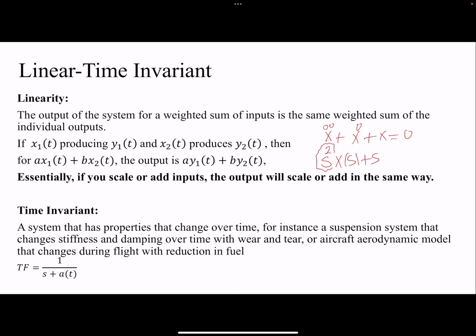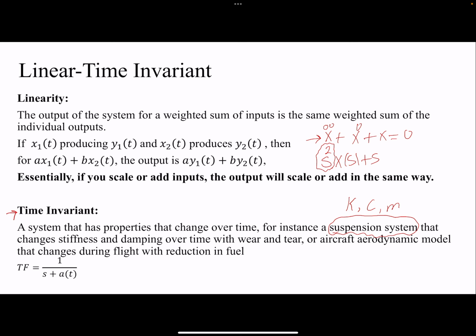And the other condition was time invariancy. As the name suggests, the properties of our system should not change with time. In many practical applications, that is true. But you can think of a suspension system whose properties change with time because of wear and tear. The K could change with time, the damping coefficient could change with time, the mass could change with time. That would be an example of a system that is not time invariant.